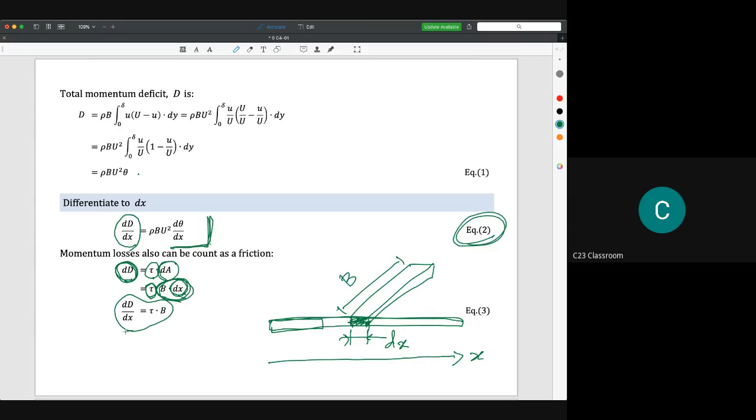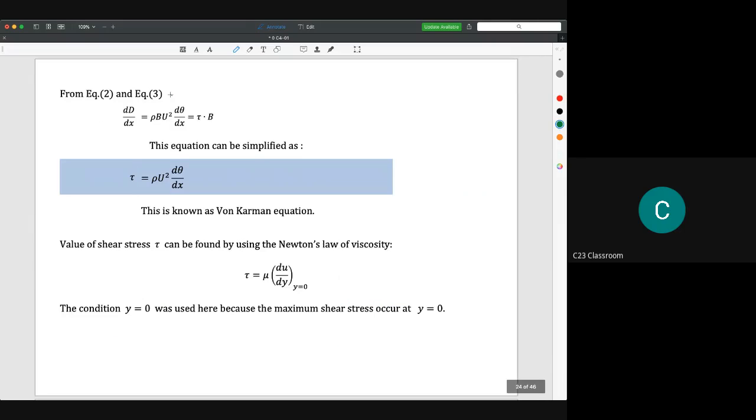Now you could see that we have dD/dx here and dD/dx here. So next what we could do is equate equations 2 and 3. So we have dD/dx equal to rho b u square d theta/dx, equal to tau b. Then we could simplify it to become tau equal to rho u square d theta/dx. This is known as the shear stress of the von Karman equation, or sometimes we call it the von Karman equation. This is the first equation that you should remember.